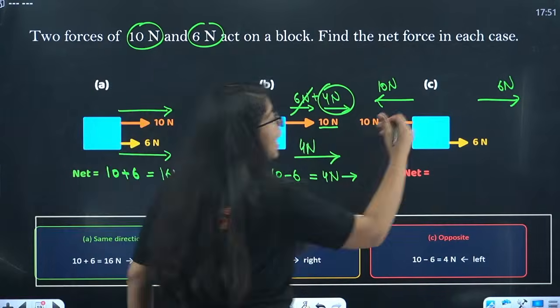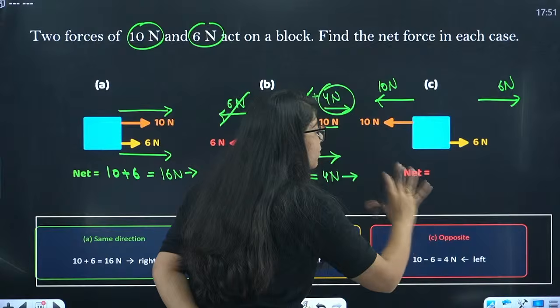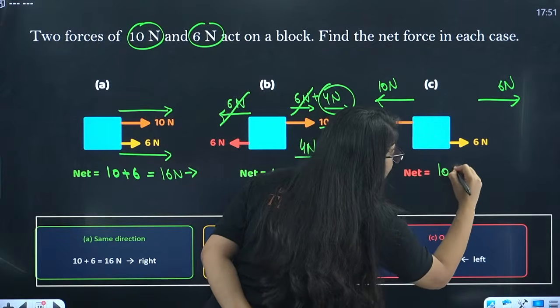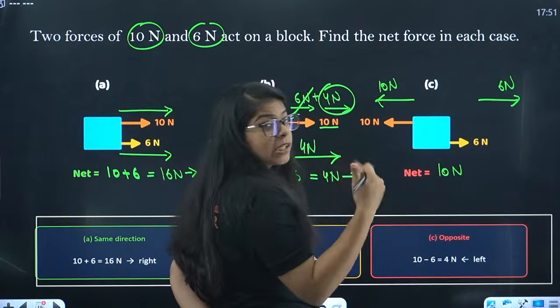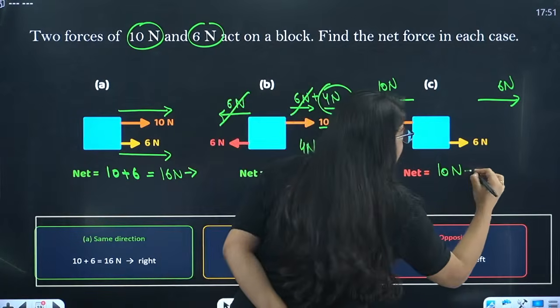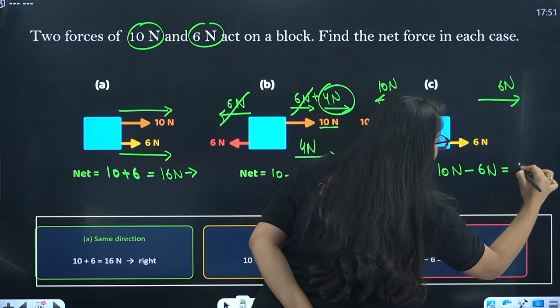Okay, so what will happen? Again, you will do the same kind of calculation. You will write the bigger force, 10 Newton. You will minus the smaller force. Why? Because it is in the opposite direction. Minus 6 Newton. Again, it will be 4 Newton.